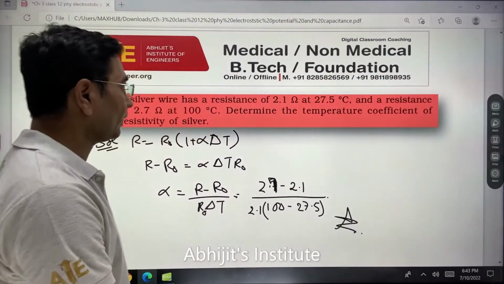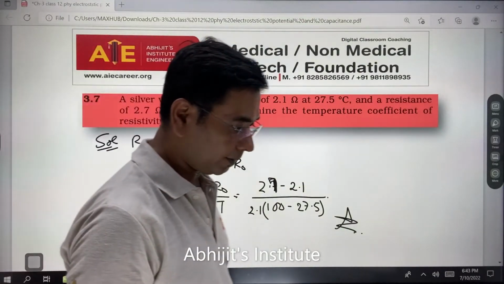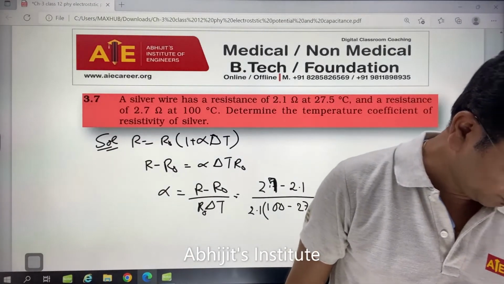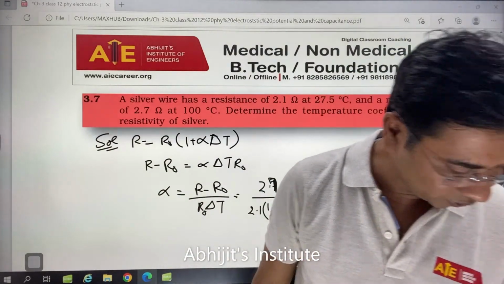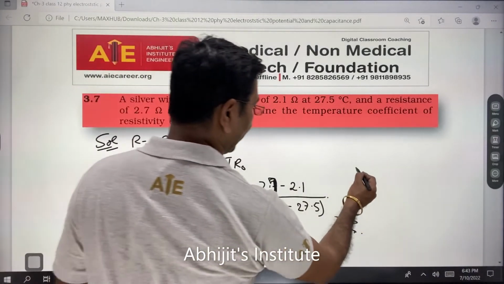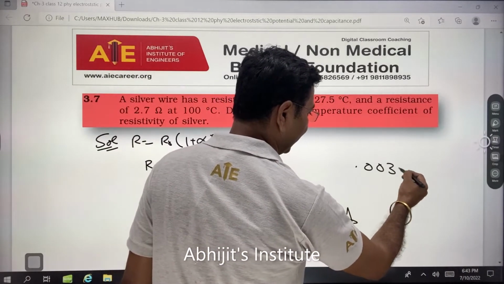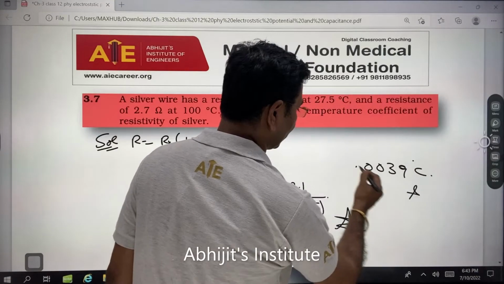Clear? Okay, let me tell you the answer too. The answer is a very small value, 0.0039 per degree centigrade. So you are going to get this.